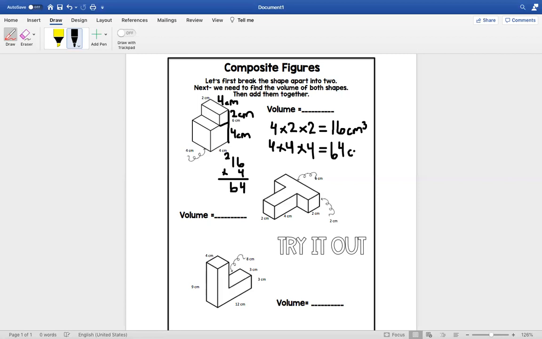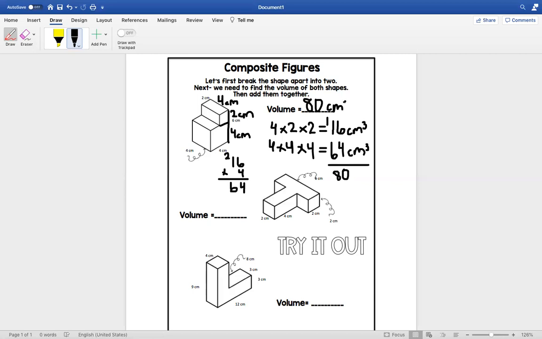So now what I have to do in order to find the volume of that whole shape is add these two numbers together. 6 plus 4 is 10, so I drop a 0, carry a 1. 6 plus 1 is 7, plus 1 is 8. So we just determined that the volume of this whole composite figure is 80 centimeters cubed.